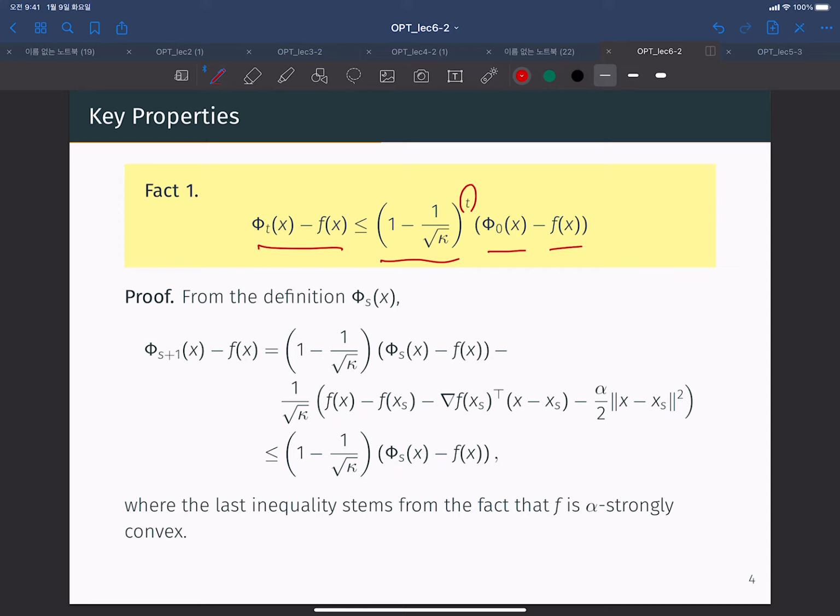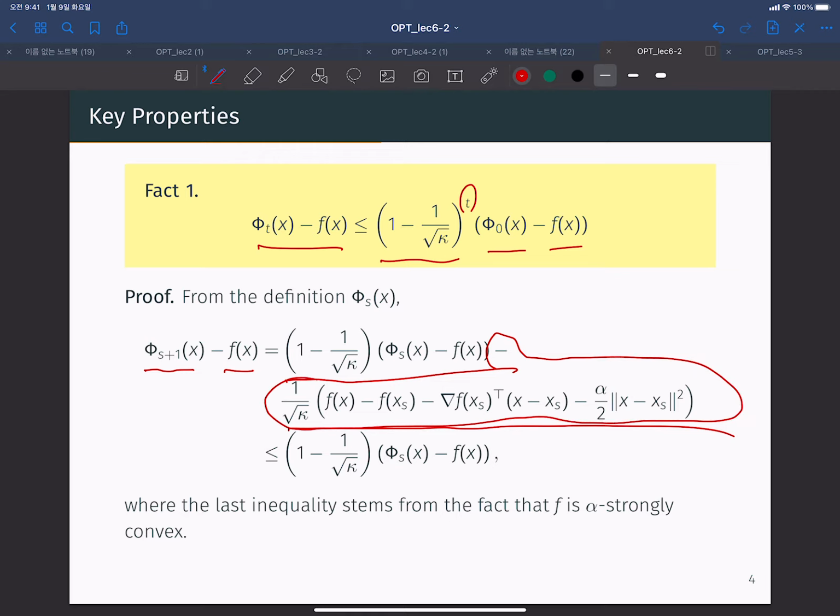Okay. From the definition of pi s of x, we know that pi s plus 1 of x minus f(x) is equal to this. I just rewrite the pi s plus 1 of x from the definition of pi s plus 1 of x. Okay, and then from the alpha strong convexity of function f, we know that this term is negative. So we have pi s plus 1 of x minus f(x) is less than or equal to 1 minus 1 over square root kappa times pi s of x minus f(x). So when you iteratively decrease the value s, then we have fact 1.